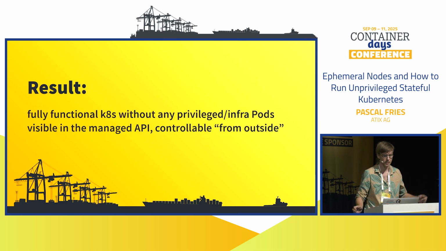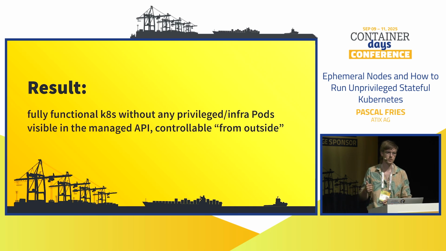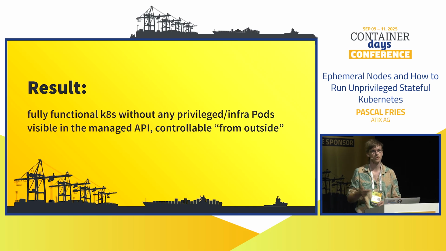Okay, let's start with the result first because I want to spoil everything. So what will we build? We will build a fully functional Kubernetes without having any privileged or infrastructure pods that are visible in the associated control plane. So you will be talking to a Kubernetes API server, you can do a kubectl get pods, and you will not see anything. In fact, you don't even need to be able to run privileged pods in that cluster, yet you will still have storage, you will still have network, you will still have devices, whatever you want, because those will be plugged from outside into the cluster, and because they are plugged from outside into the cluster, you can also control them.